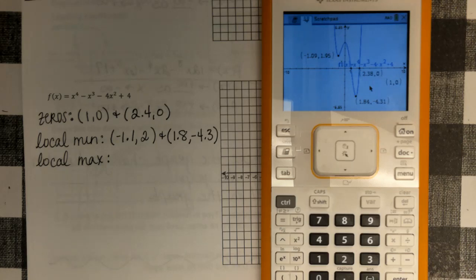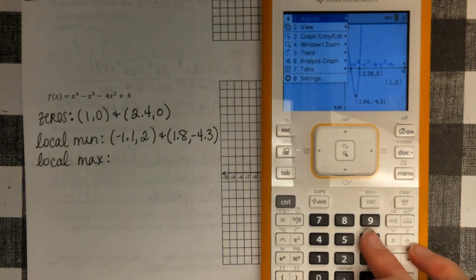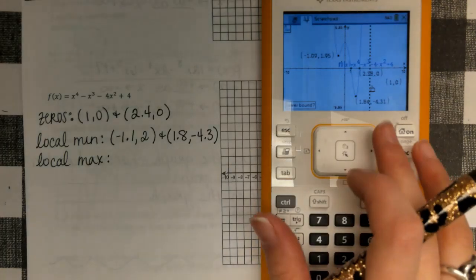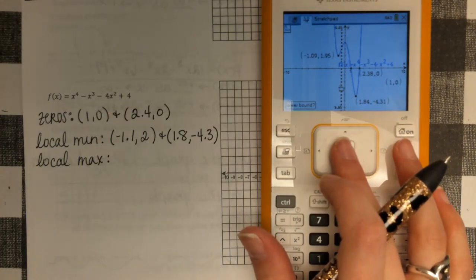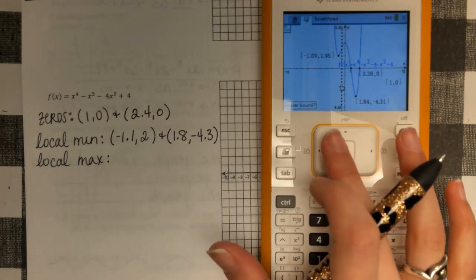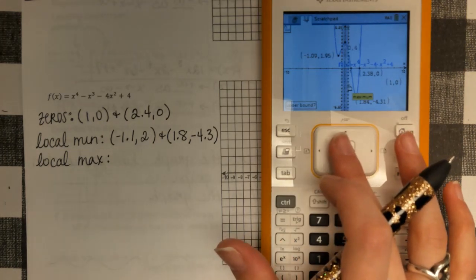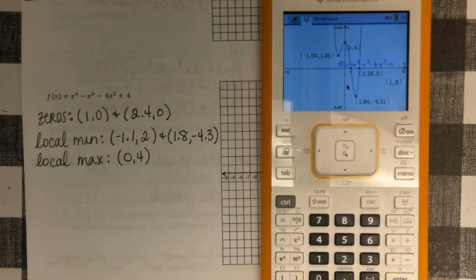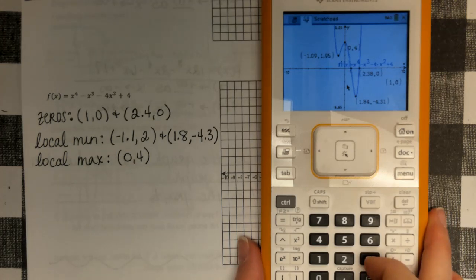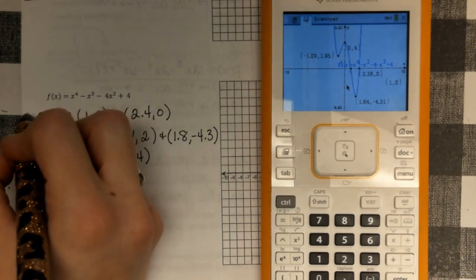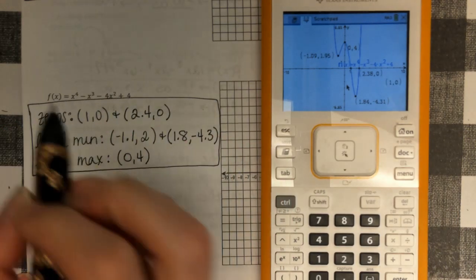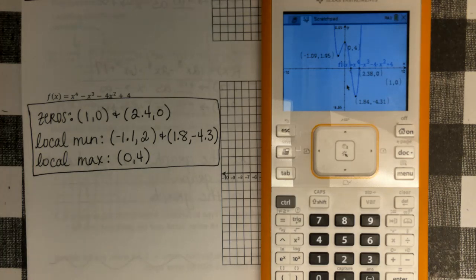Okay. So then for my maximum, I do the same steps, Menu 6, but now it's a 3. Do not hit maximum and go find a minimum. Okay? Pay attention to what you're hitting. So that's going to be a maximum. I go to the left of that maximum curve and scroll over to the right, and that's at 0.4. So Menu 6 will give you your zeros, your local max, and your local mins.